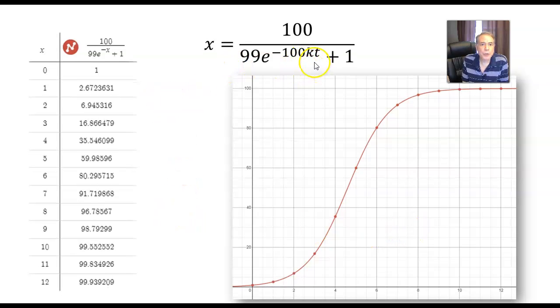So k is some particular number. If we put in 1/100, these are the numbers we get, and this is what the graph looks like. And this is an example of what's called logistic growth. This is a logistic growth model.